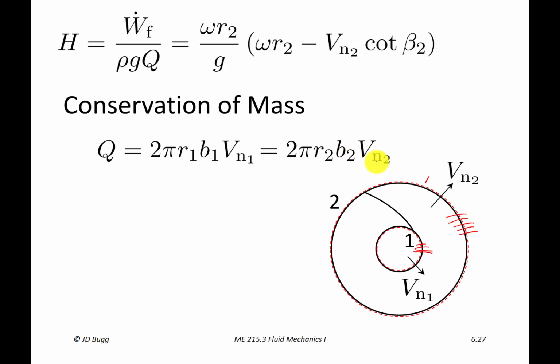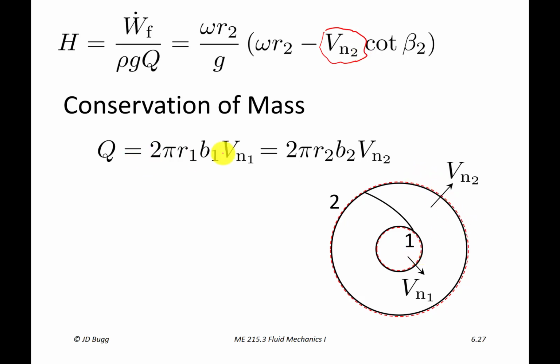Just a quick reason why we're looking at conservation of mass. Notice we've got this sort of inconvenient quantity in here. Well, it's related to the volume flow rate and to physical features of the impeller. That's why it's nicer to have Vn2 in here than Vt2, because we can write it in terms of things we know, and that's where we're headed.